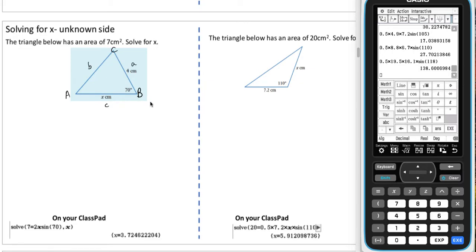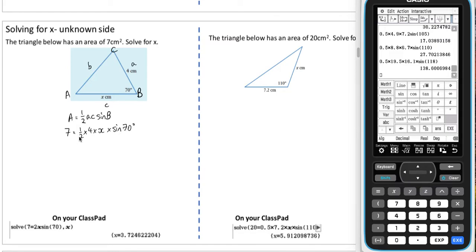Now you can go back up, but this is going to be area is equal to half AC sine B, and then we just sub in the values we know. We know the area is 7, a half times by A, which is 4, times by x for C, times by sine 70 degrees. Okay. Now what we're going to do is we're going to do this algebraically first, but I want to show you how to use your class pad later. So let's look at this.